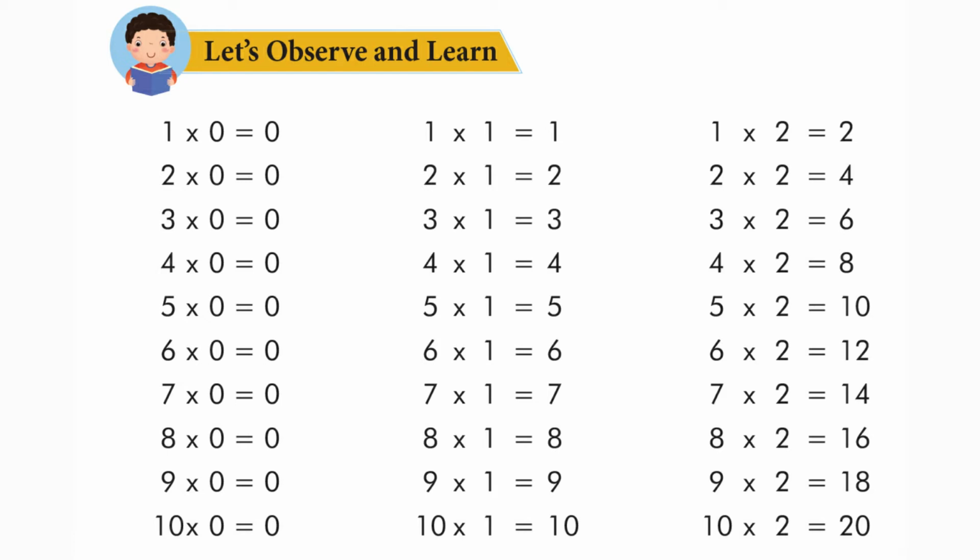Second one is also easy. 1 into 1 is 1 itself. 2 into 1 is 2. 3 into 1 is 3. So like that, memorize the rest.